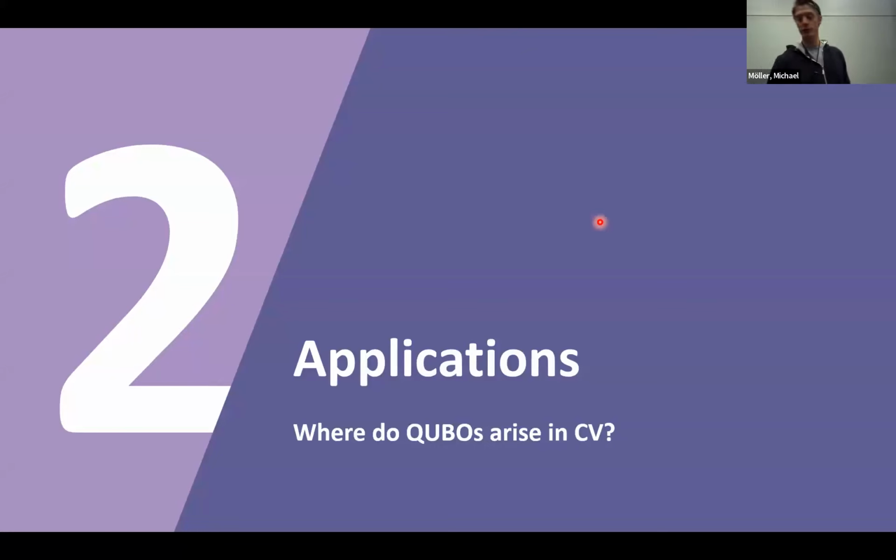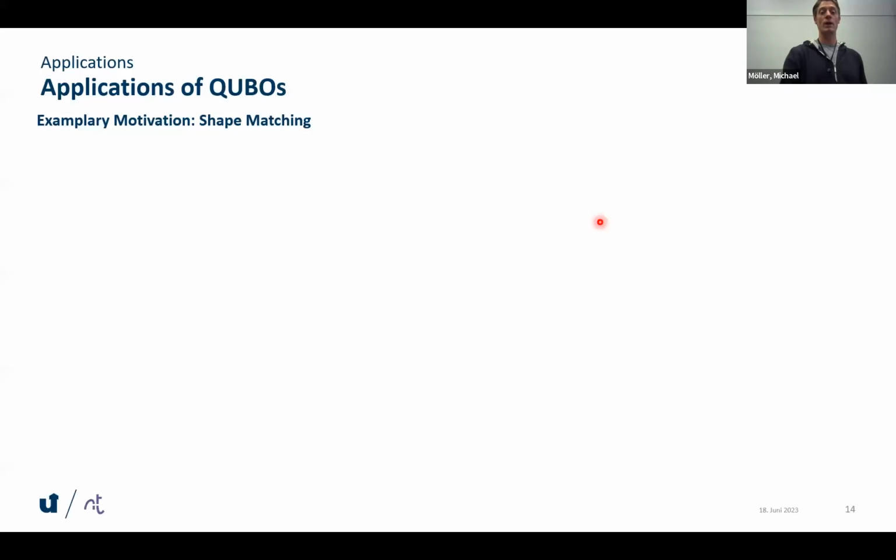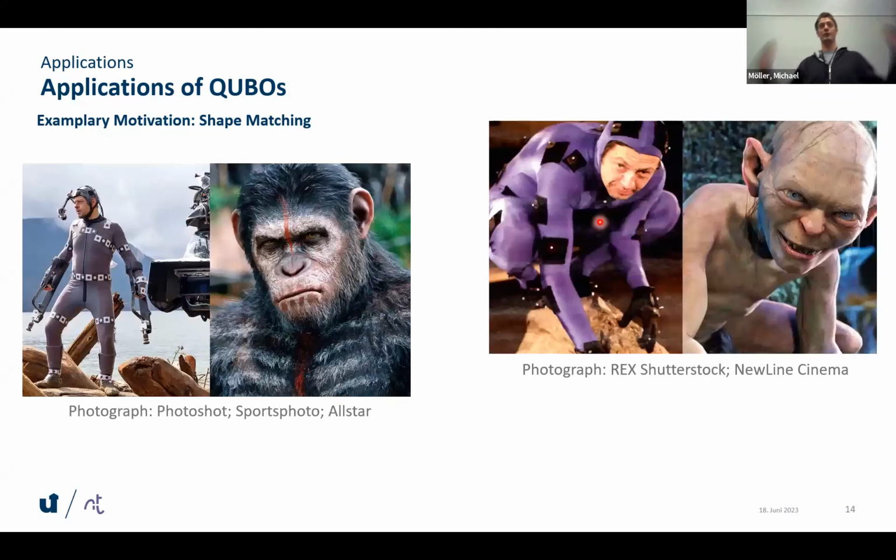So this would conclude the technical part, to give you a little background on how quantum annealing works. The second part is on applications. So where can we use this? As an exemplary motivation, I picked out shape matching. And since you have suffered through some formulas, I thought I'd also throw in some nice pictures.